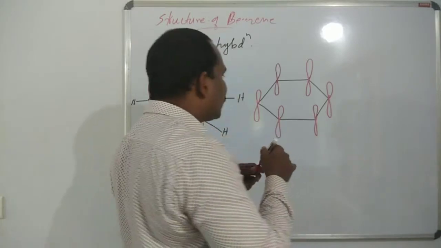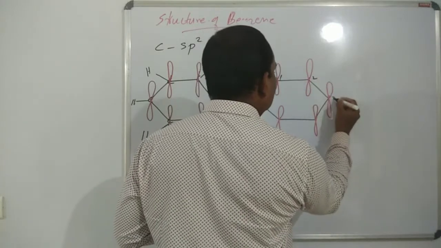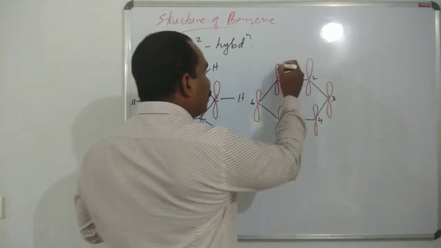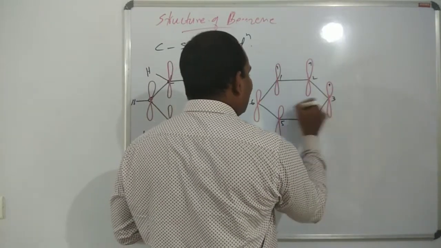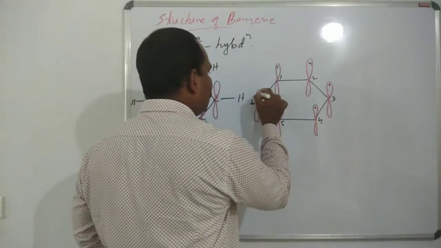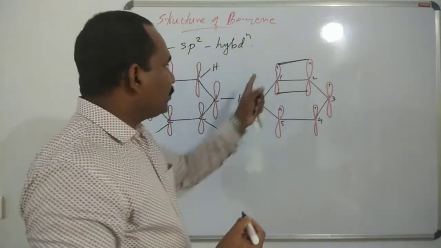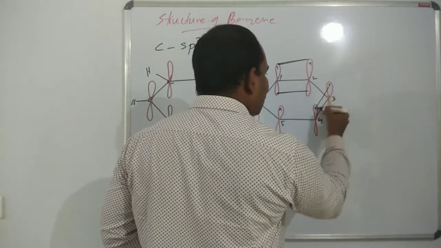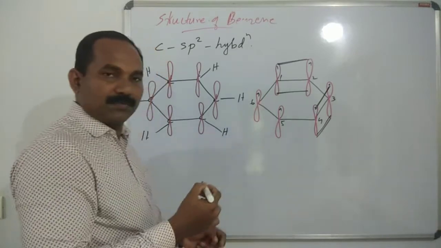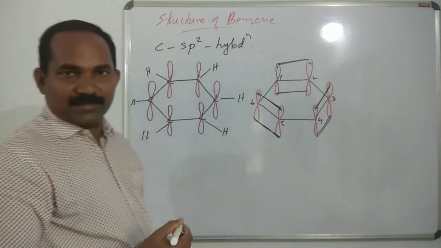Also let's number the carbon atoms 1, 2, 3, 4, 5, 6. These orbitals each contain one electron. Lateral overlapping is possible between 1 and 2. The other possibility is lateral overlapping between 3 and 4, and the other between 5 and 6.